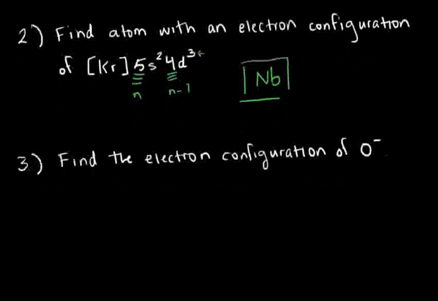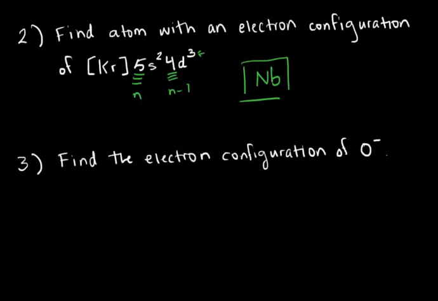Alright, now here's a slightly trick question. I want you to find the electron configuration of an oxygen anion, so with a charge of 1-. See if you can do that. Welcome back for the third and final time. Let's tackle this problem together.